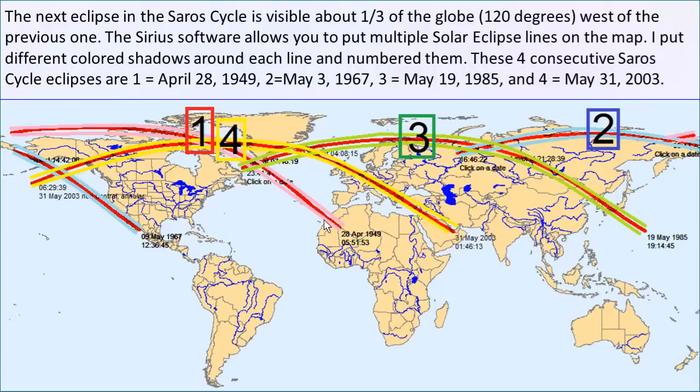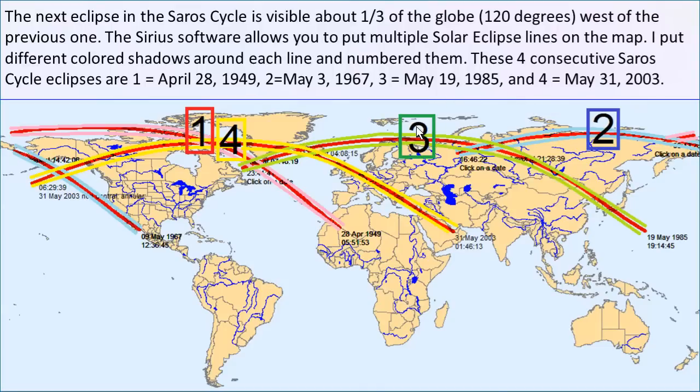Now I go 18 years. That would bring us to 1967. 11 days later, that would be about May 8th or so, 1967, and that's the blue one. The next one in the Saros cycle begins here on the west coast of Mexico, comes up, and then continues over here. And what happens is they move about 120 degrees to the west. So we have this one, number 1, then we have number 2, and then we go another 120 degrees, about 1/3 of the world to the west.